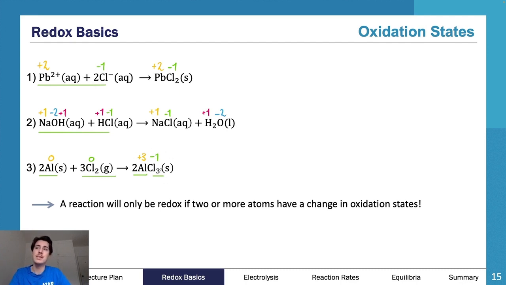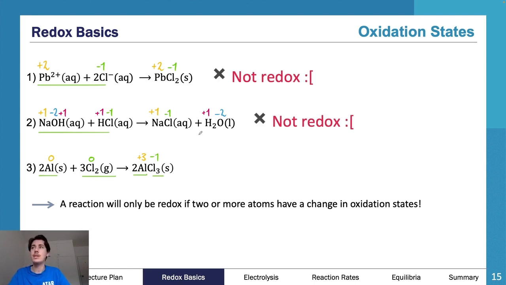This is +3, this is -1. Therefore, there is a change. The aluminium here has gone from 0 to +3. That means it has lost electrons. It has gone through oxidation. The chlorine gas has become chlorine ions, essentially in a molecule or in a compound. This chlorine gas was an oxidation state of 0, and now it's an oxidation state of -1. So it has gained 1 electron each, and therefore we call this reduction. So not redox, not redox, redox.